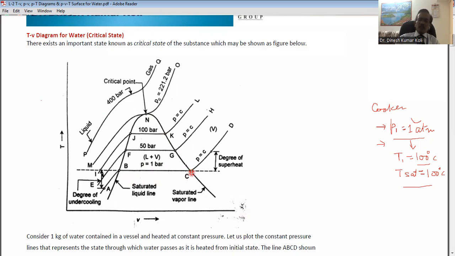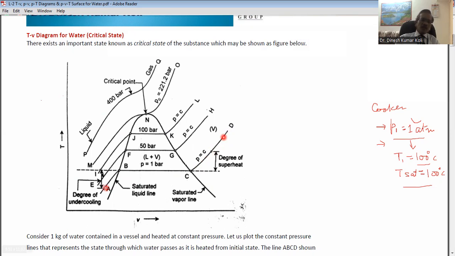If we further heat the dry vapor at this 1 bar pressure, its temperature will increase and the steam will become superheated steam. This C to D indicates the superheating of the steam.